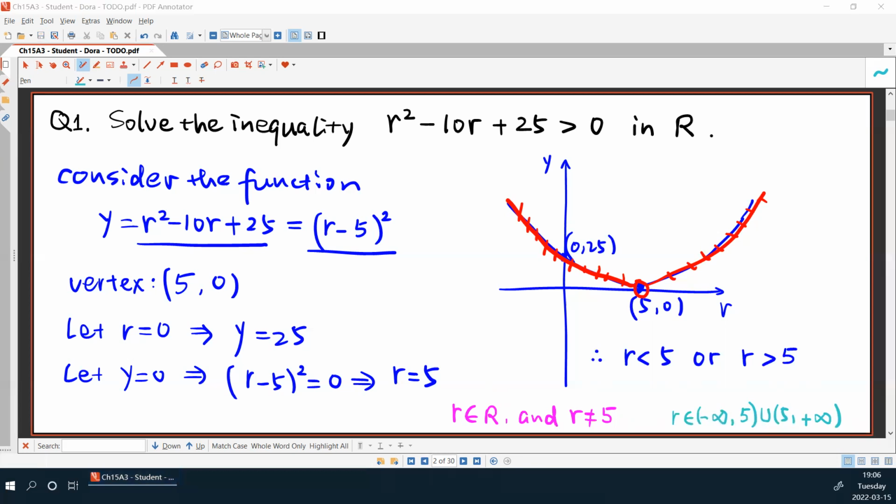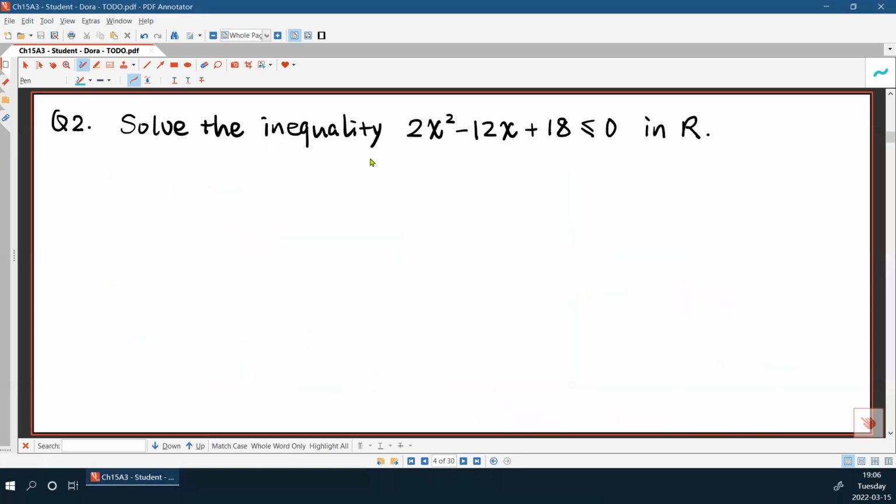Okay. All right, then let's have a look at question 2. Solve the inequality 2x squared minus 12x plus 18 less than or equal to 0 in the real number set. Again, the method is similar. First of all, we consider the corresponding function. But note here, first of all, we can simplify this inequality, right? Let's label this with 1.